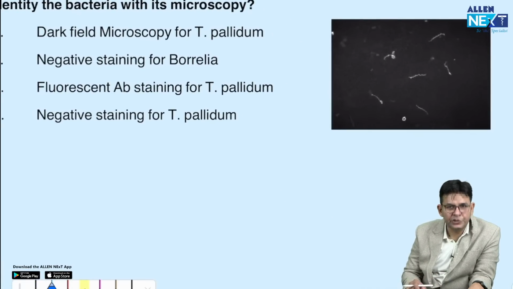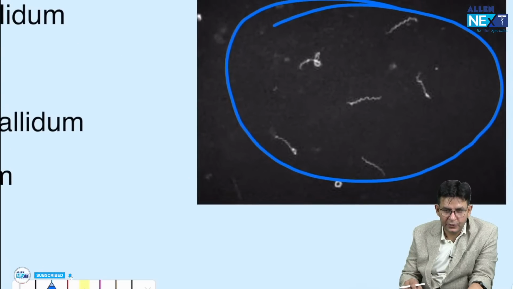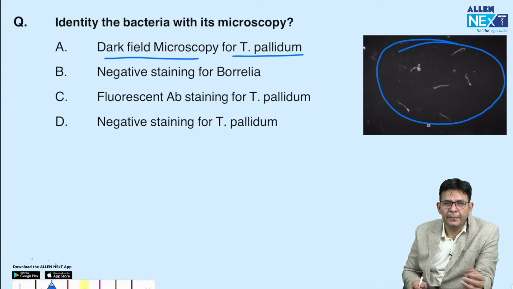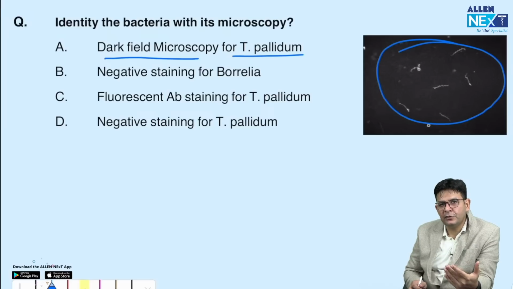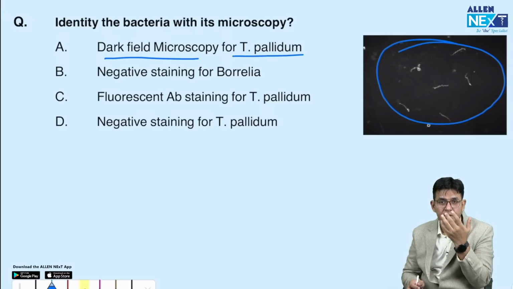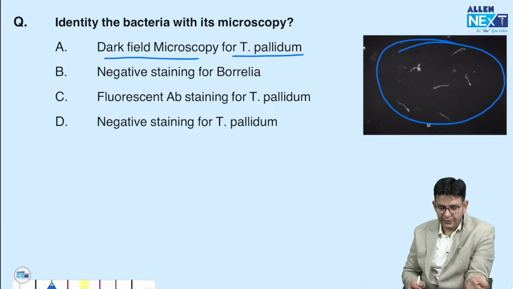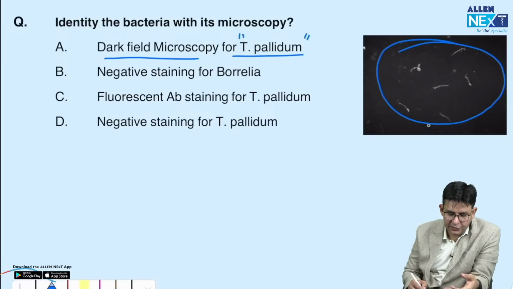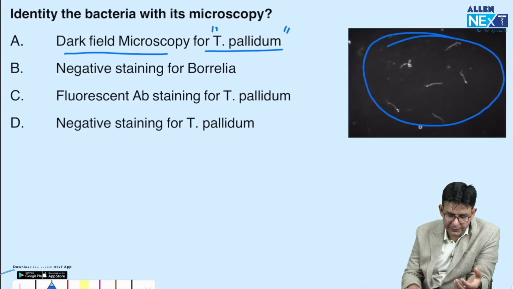Now, another favorite question. Everywhere darkness is there and against that you are observing these fellows moving. So what are we talking about guys? Dark field microscopy for Treponema pallidum, which is a spirochete. In dark field microscopy, the question comes, which light do you use? The answer is reflected light. And in the normal microscope, what do we use? Transmitted light. Dark field microscopy uses reflected light and is used for Treponema pallidum. They are spirochetes, that's why they look spiral in shape.